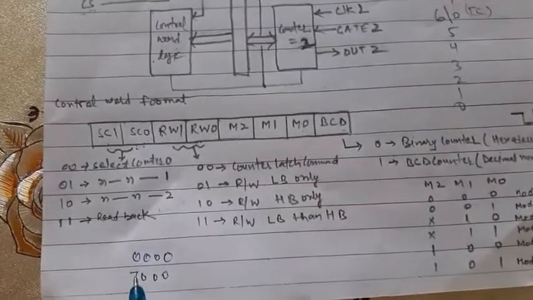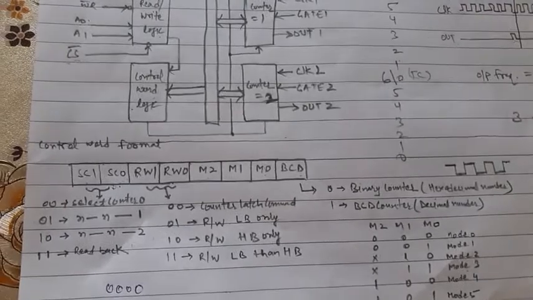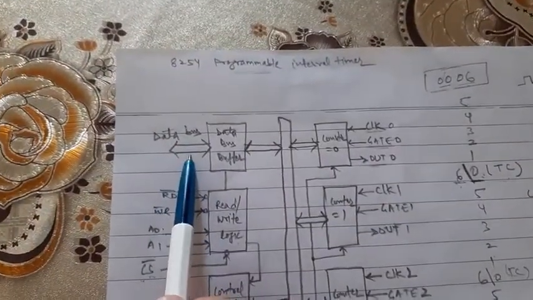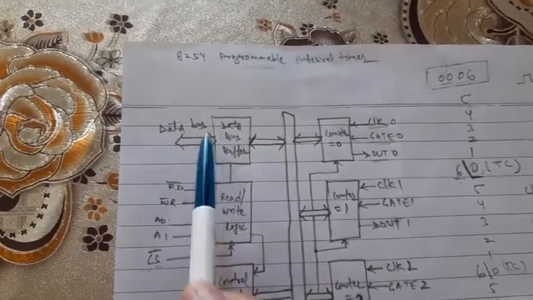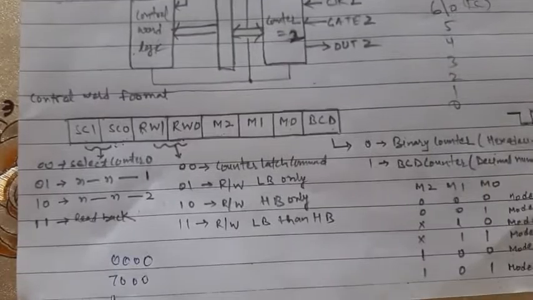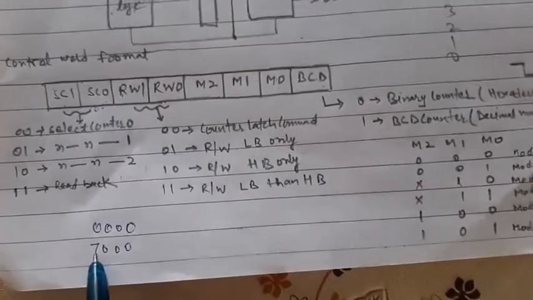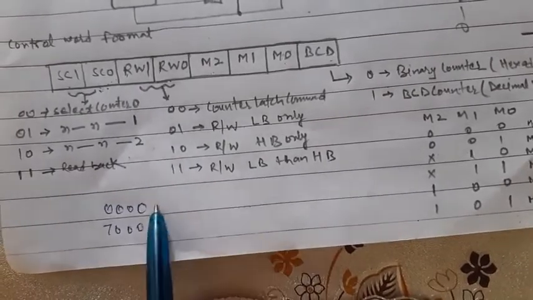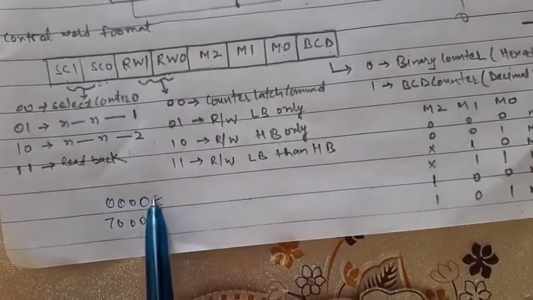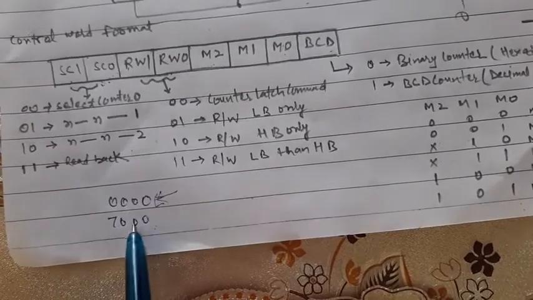So what we need to load, we need to give this count in 2 cycles because the data bus of this 8254 is of only 8 bit. So first we'll give the lower byte and then we'll give the higher byte. Now see here, for this new count value, as when we have reached the terminal count, the new count to be loaded is 7000.